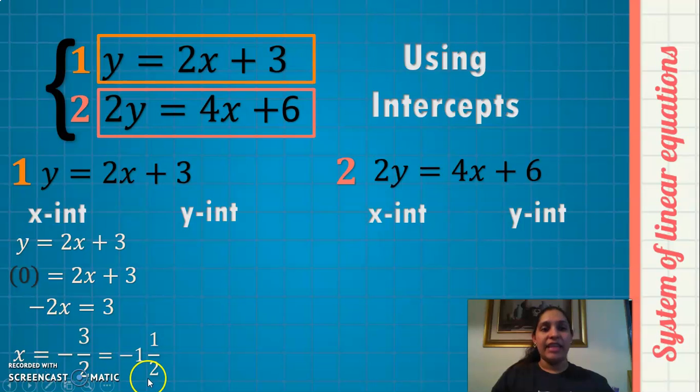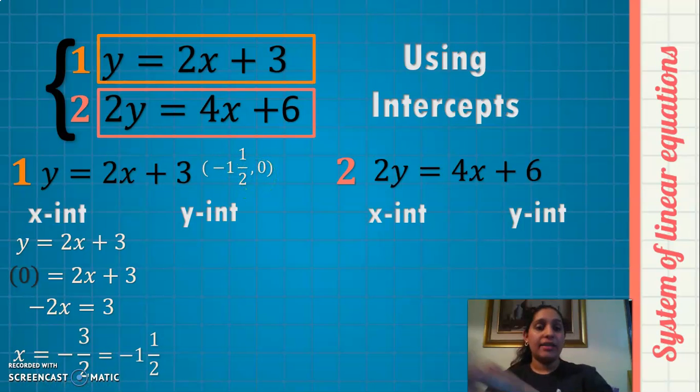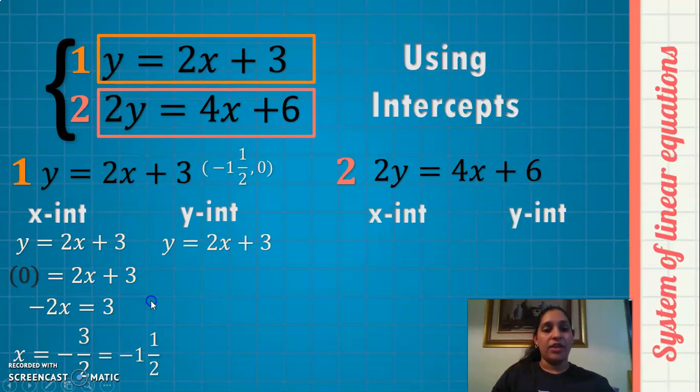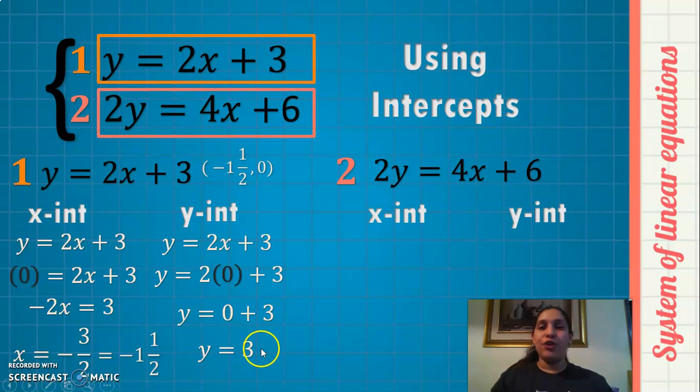Now that I have it like this, I'm going to make my ordered pair. My pair will be negative 1 1/2 with the y as a 0. So I have negative 1 1/2 comma 0. Now, when I find my y-intercept, again I place my same equation, y equals 2x plus 3, and I define that my x is 0. This way I have y equals 2 times 0 plus 3. And how much is 2 times 0? Well, it's 0. I have y equals 0 plus 3. 0 plus 3 is just 3. This way, my y-intercept is 3, and my other pair will be 0, 3.